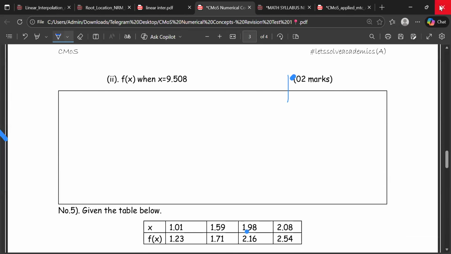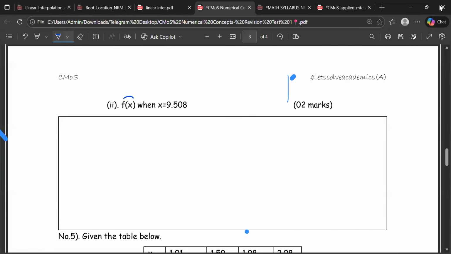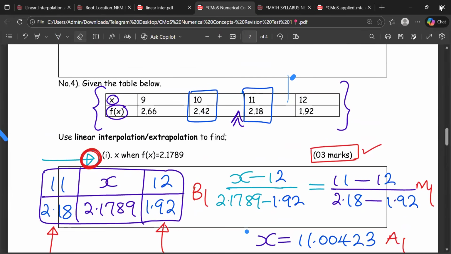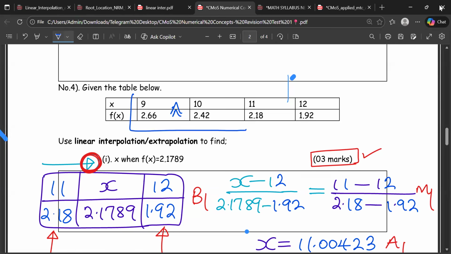You people, we are now dealing with this. So you see this question? They want you to get f of x. So find f of x when x is 9.508. So when you come here, they want f of x when x is 9.508. That means it will be there. So because it will be there, that means we shall encroach the neighbors, and that will be our table. Chris, let me hope this time round we have not made any error. So please, you follow us up.